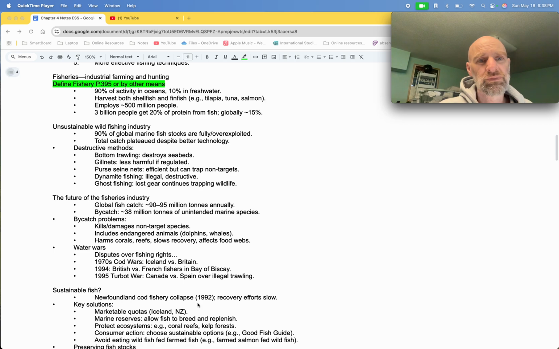So, yeah, most of our fisheries or fish farming or even fish collection is saltwater. So most of the water in the world is saltwater. Harvest both shellfish and finfish. So your tilapias, your tuna, your salmon would fall into that category. Shellfish is more like oysters, clams, stuff like that. I love shellfish. I really do. Like oysters, clams, mussels. Not a big lobster guy.